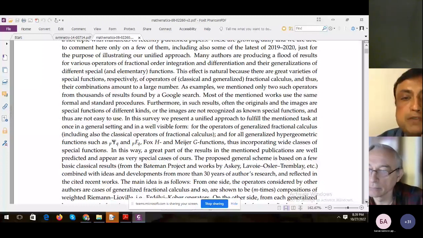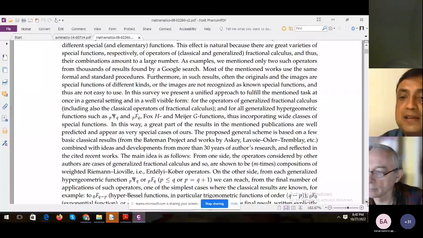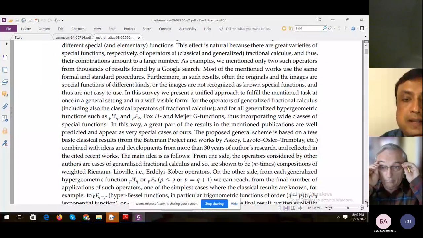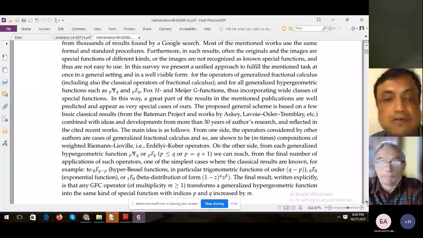The proposed general scheme is based on a few basic classical results by the Bateman project and work by Erdelyi, Kober, Osler, and Tremblay, etc., combined with ideas developed for more than 30 years of the authors' research and reflected in the cited recent work. The main idea is as follows. From one side, the operators considered by other authors are cases of generalized fractional calculus and so are shown to be M-type compositions of weighted Riemann-Liouville, that is Erdelyi-Kober operators. On the other side, from each generalized hypergeometric function, we can reach, from a finite number of applications of such operators, one of the simple cases where the classical results are known, for example.